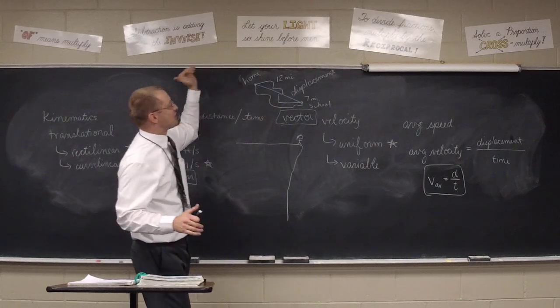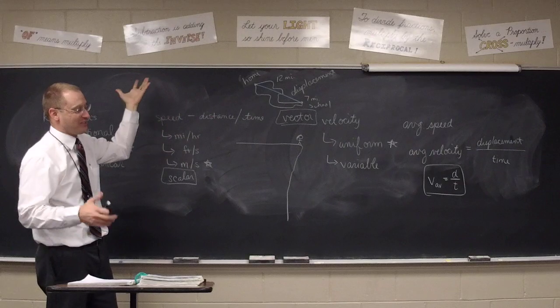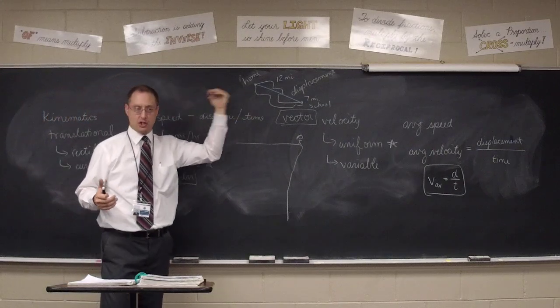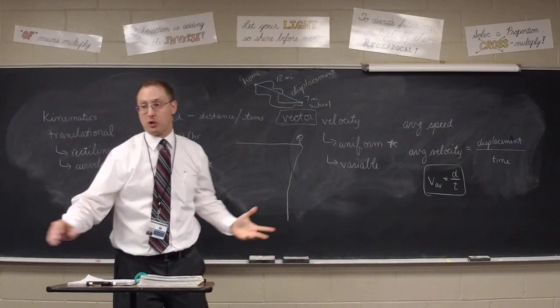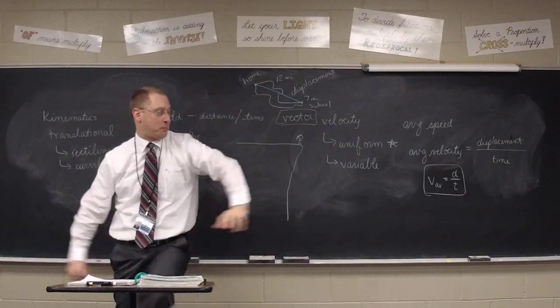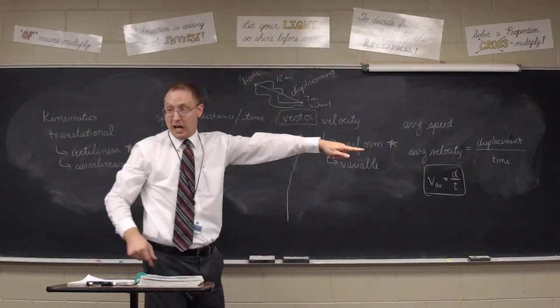Perish the thought. All right, so home to school we'll say is positive, school back to home negative. But when you go in an opposite direction, that's negative. So for instance, a pitcher in baseball, right? If there's the plate, the pitcher pitches the ball, to him that's positive velocity.